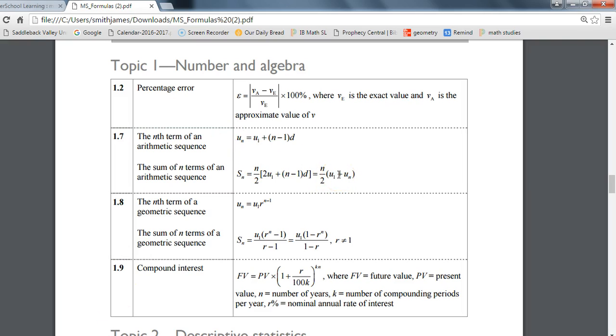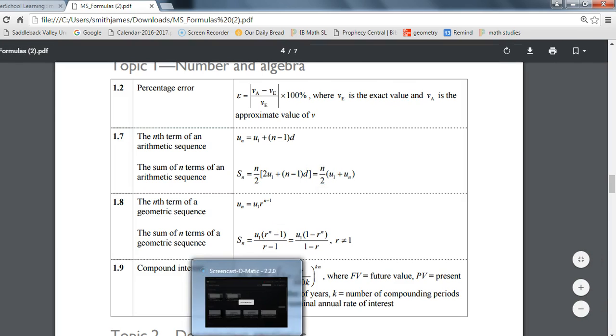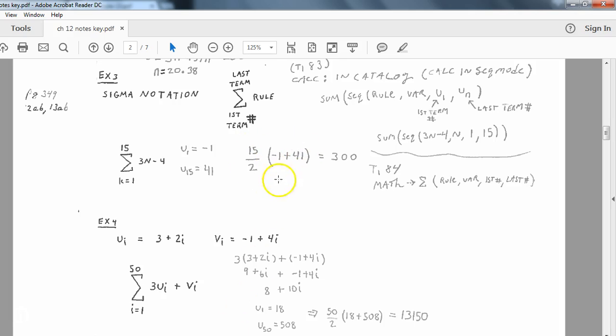So for the one that we're doing, I know the number of terms. There's 15 terms. I know the first term because I plugged in a 1. I know the value of the 15th term because I plugged in a 15. And so I have all three of these pieces of information, so I could use the formula. And that's what you're seeing right here.